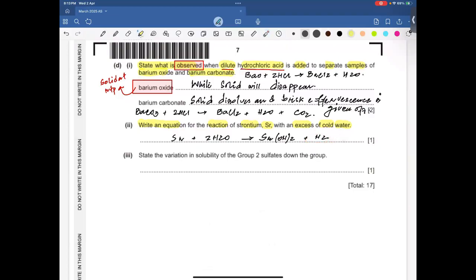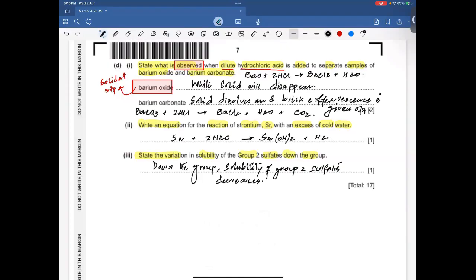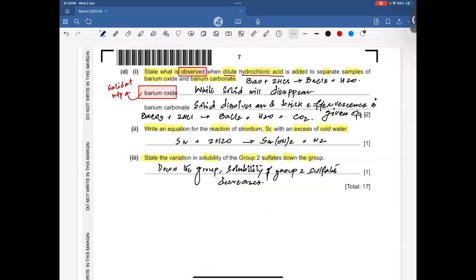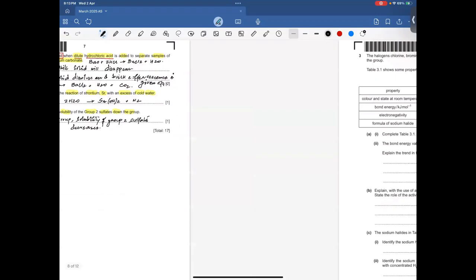All right. State the variation in the solubility of group 2 sulfates down the group. Down the group, solubility of group 2 sulfates decreases. So that's the end of this question. Let's move on to question number 3.